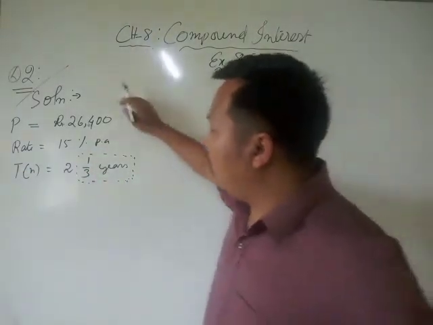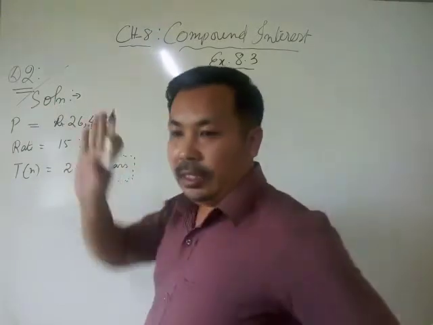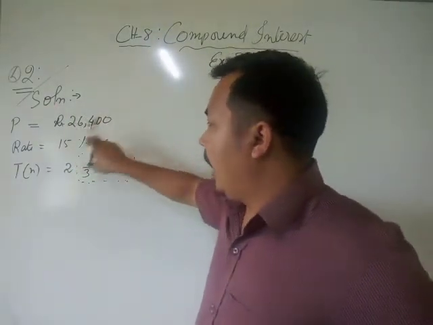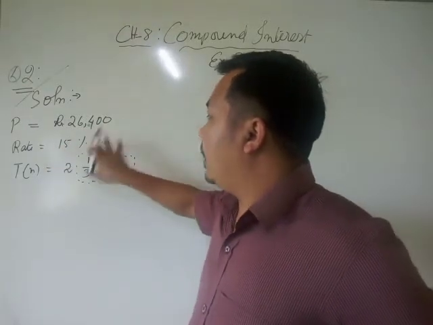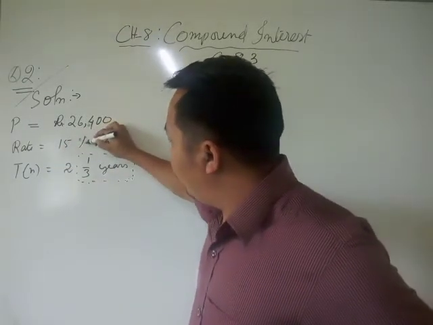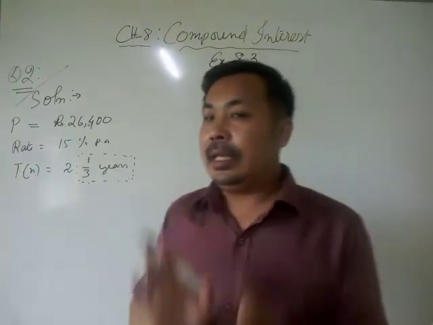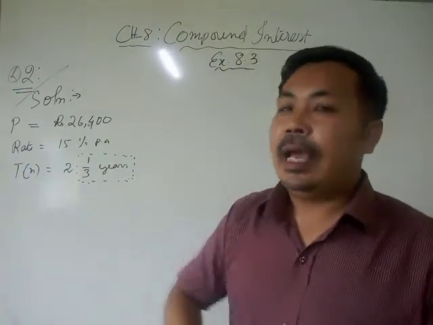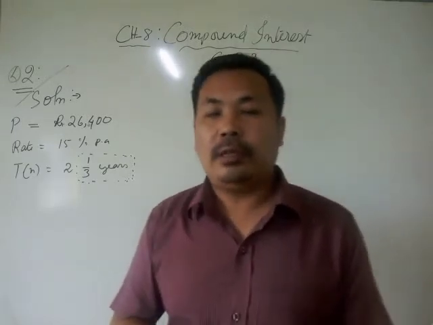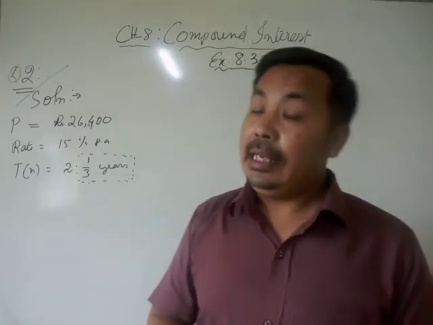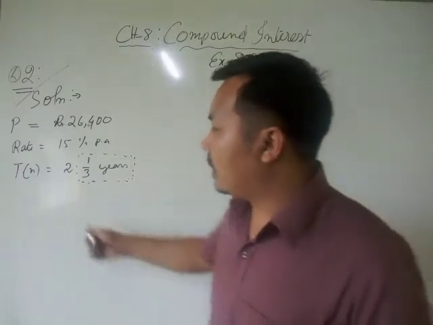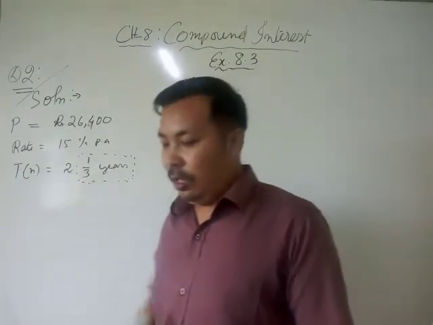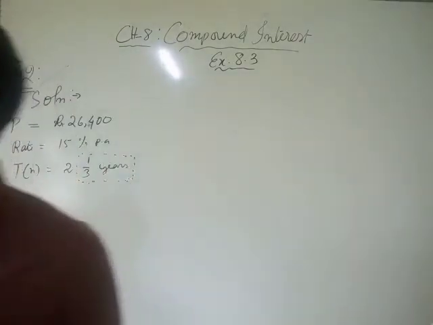See, first of all, in that question, one girl was borrowing rupees 26,400 at the rate of 15% per annum, okay, and the compound interest should be calculated annually, not half yearly, yearly, okay, clear? But time n is given here as 2 1 by 3.